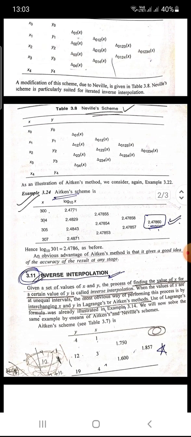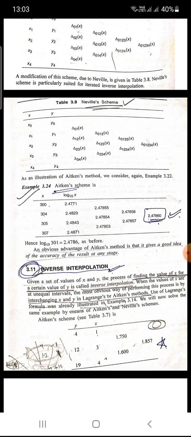A modification of this scheme due to Neville is given in the following table. So Neville's scheme is particularly suited for iterated inverse interpolation. Considering x and y given, by considering the first 2 points, we get del 0 1 x, del 1 2 x, del 2 3 x and del 3 4 x. Again del 0 1 2 x, del 1 2 3 x, del 2 3 4 x. Then next del 0 1 2 3 x, del 1 2 3 4 x, and next del 0 1 2 3 4 x.